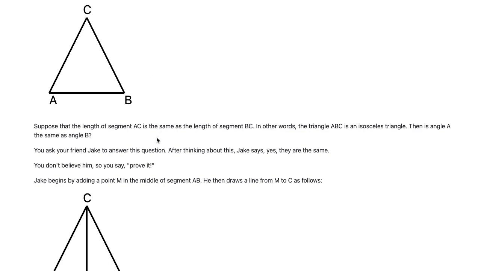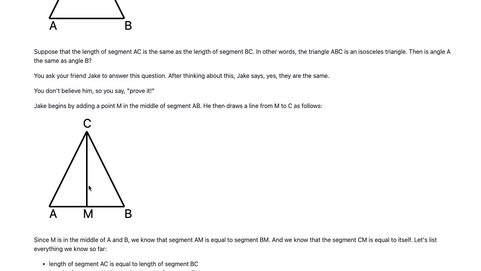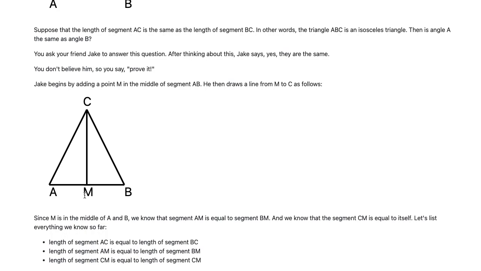Jake begins by adding a point M in the middle of segment AB. He then draws a line from M to C. Since M is in the middle of A and B, we know that segment AM is equal to segment BM. And we know that segment CM is equal to itself. Let's list everything we know so far. Length of segment AC is equal to the length of segment BC. And length of segment AM is equal to the length of segment BM. Finally, the length of segment CM is equal to the length of segment CM.